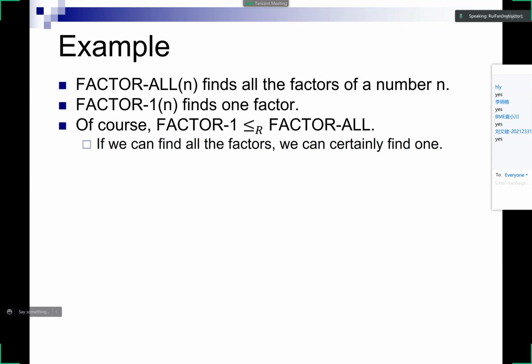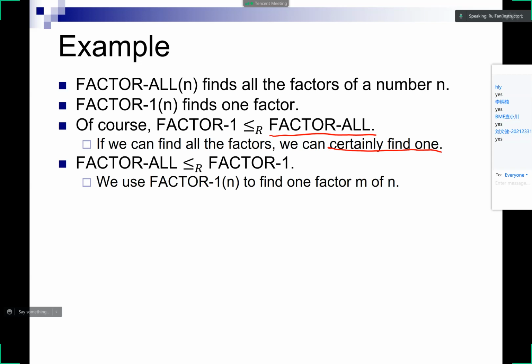Obviously factor one can reduce to factor all. Factor one is easier, or at least not harder than factor all, because if you can solve factor all, meaning that you can find all the factors of any input, then of course you can find one factor. So if you can solve factor all, you can also solve factor one. Therefore, factor one reduces to factor all.